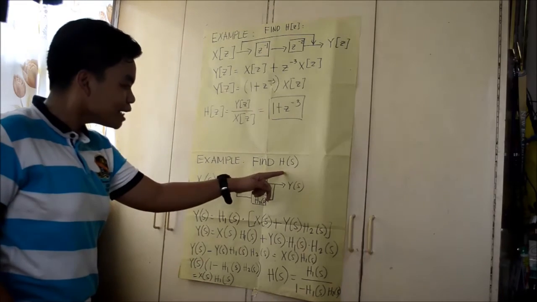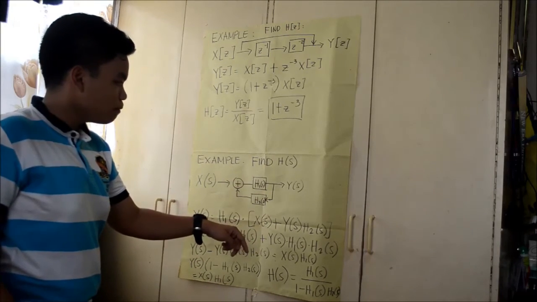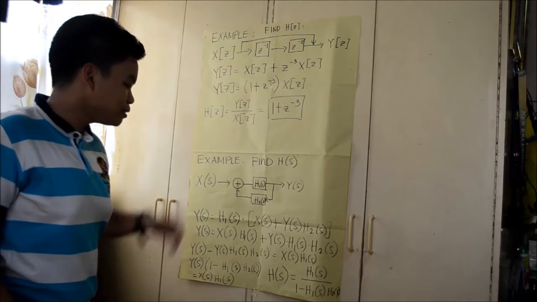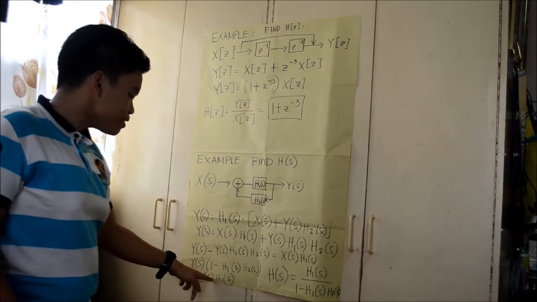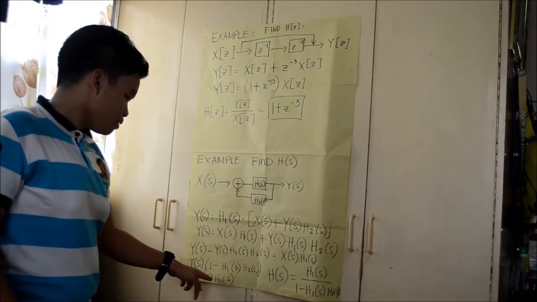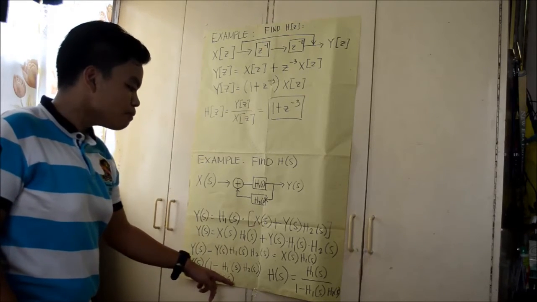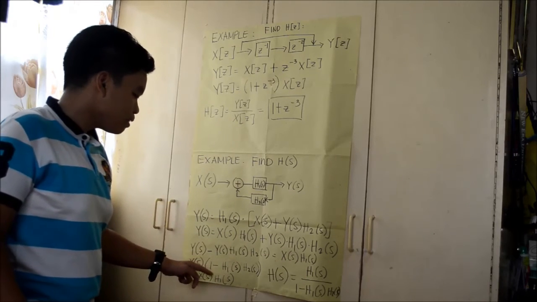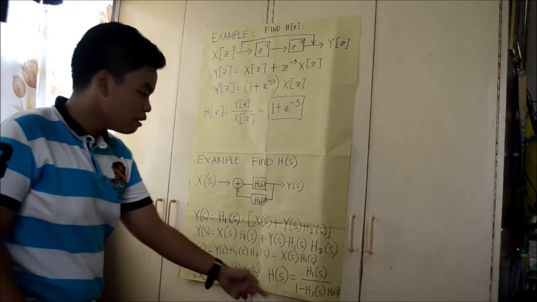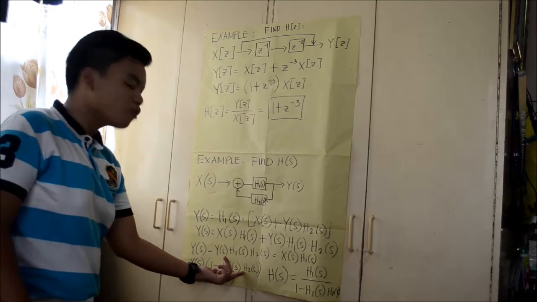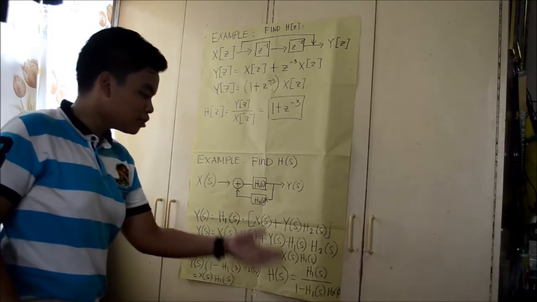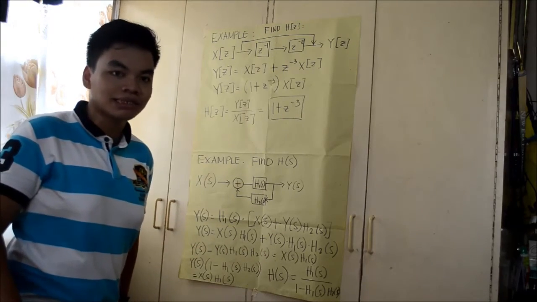And to find H(s), which is equal to Y(s) over X(s), the input side here, which is H1(s), will become our numerator, and for the denominator, we will be getting the output side, or the Y(s). This is the shortcut for finding H(s).